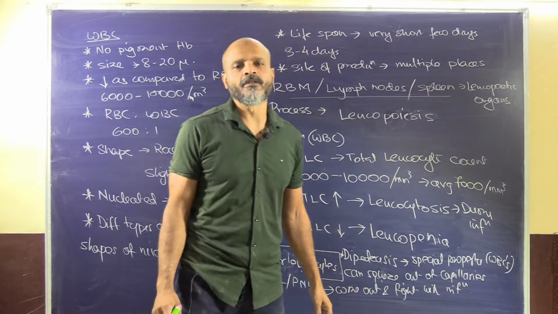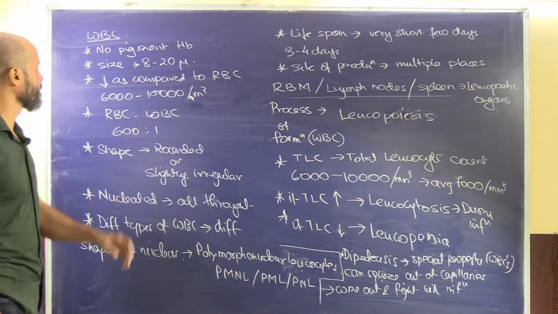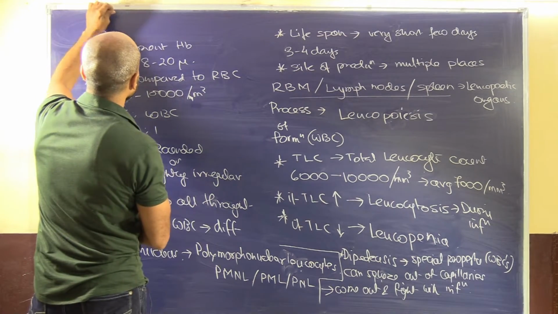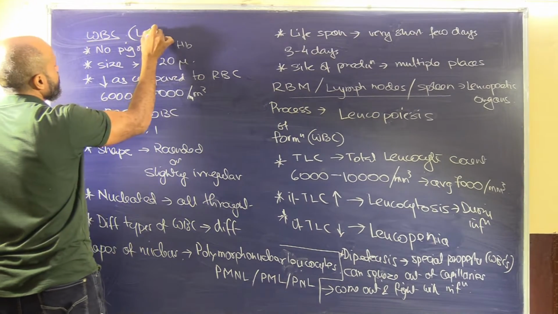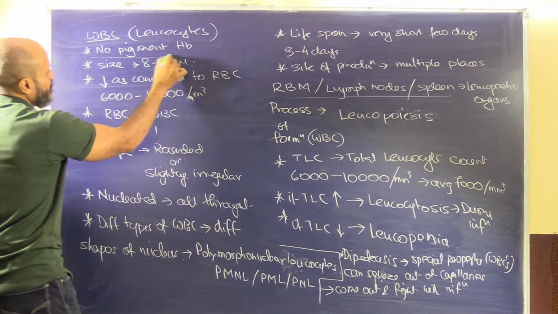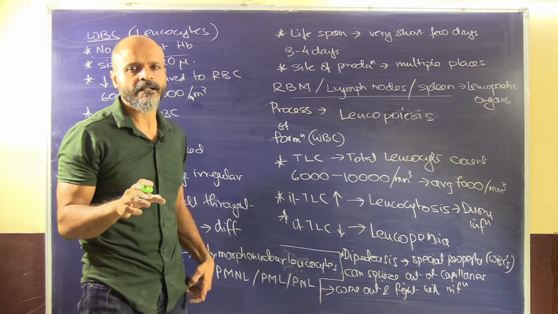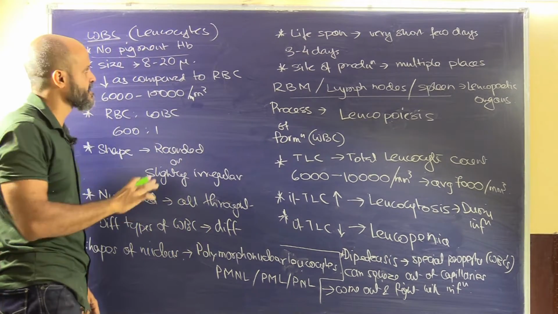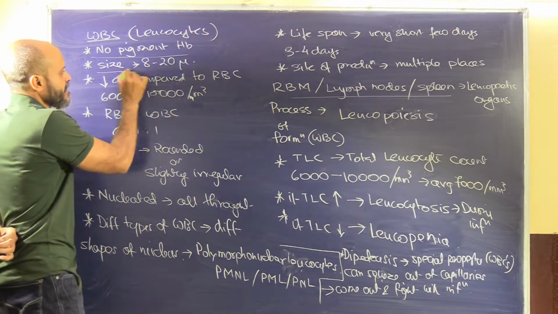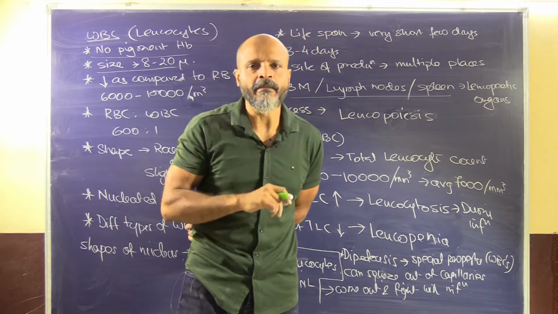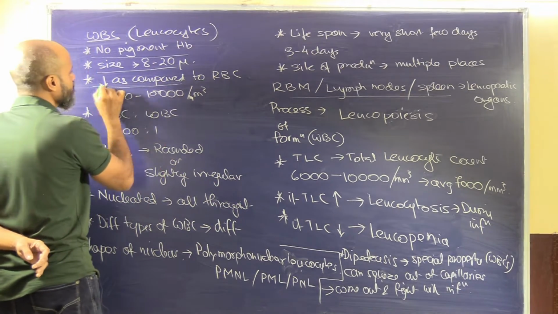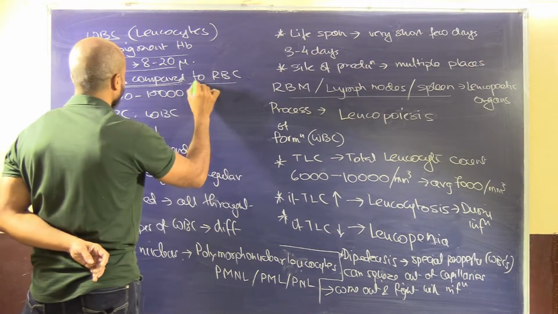Okay, so we will now talk about leukocytes and certain features of leukocytes. They do not contain any pigment like hemoglobin, which is contained in RBCs. So they are devoid of any kind of pigments. Their size is generally 8 to 20 micrometers. It varies. They are very much less as compared to RBCs.